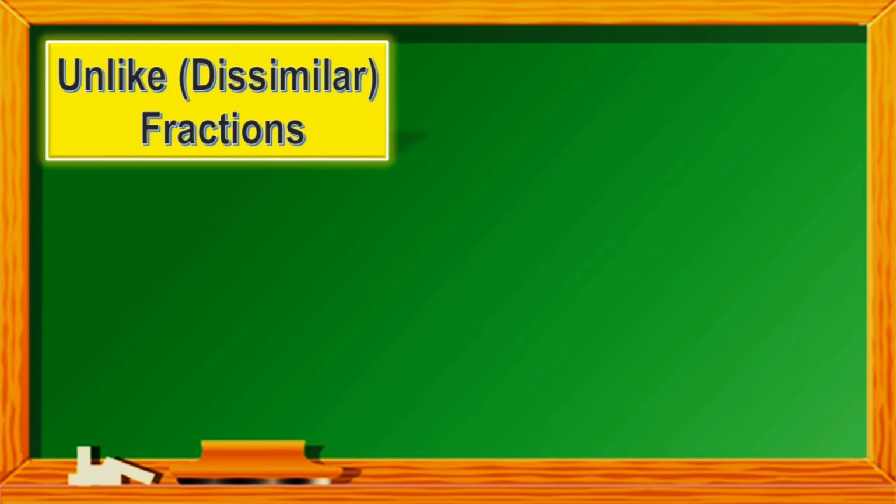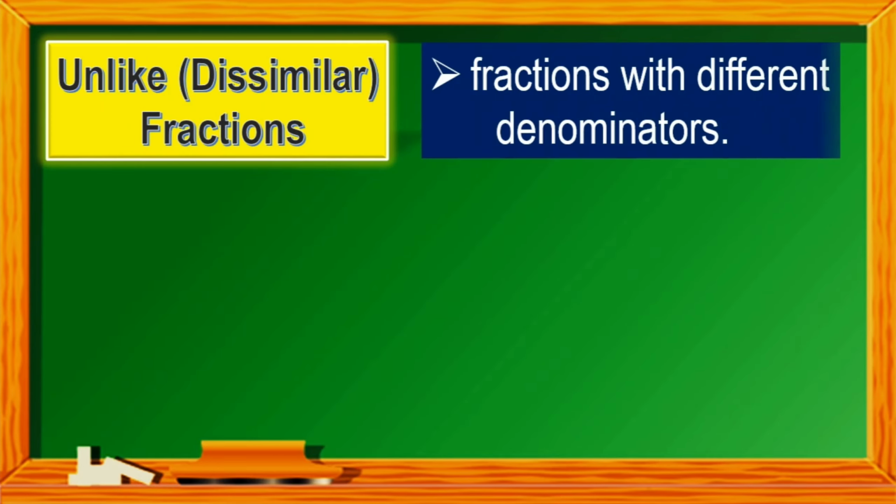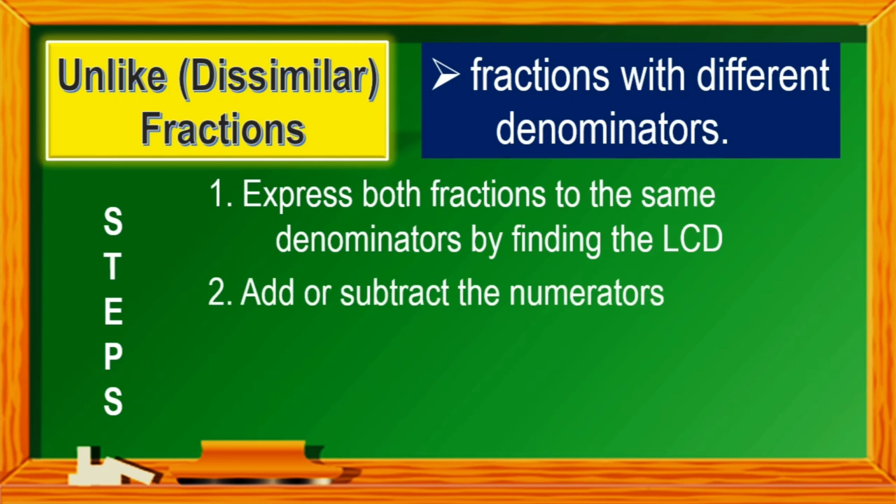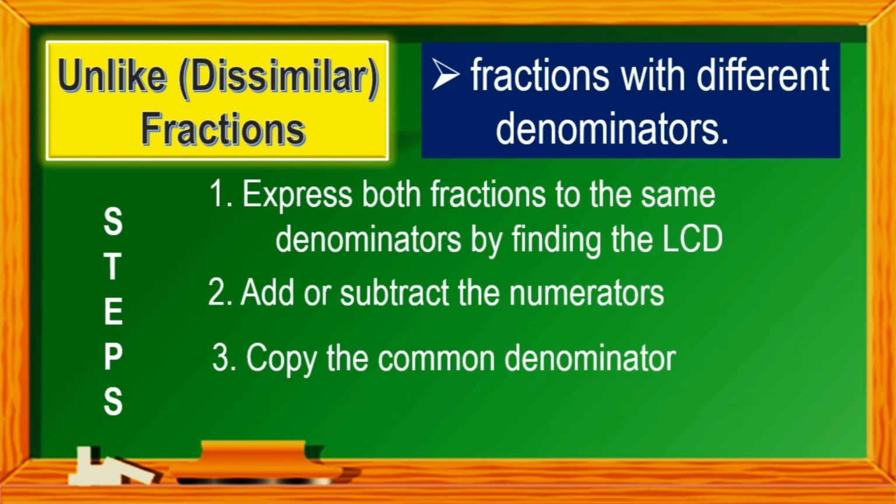Let us proceed to adding and subtracting unlike fractions or fractions with different denominators. We have 4 steps. First, express both fractions to the same denominators by finding the LCD. Second, add or subtract numerators. Third, copy the common denominator. And fourth, reduce to the lowest term.